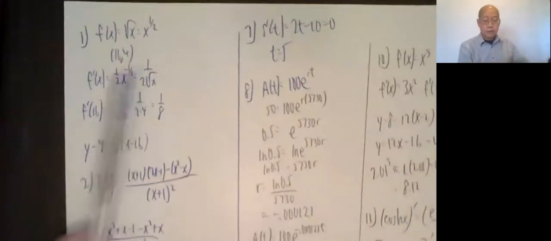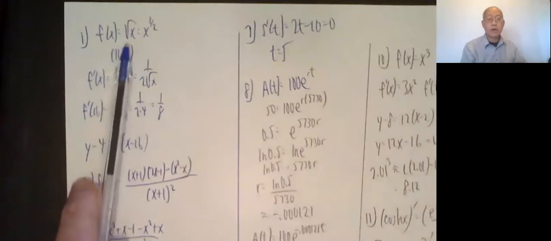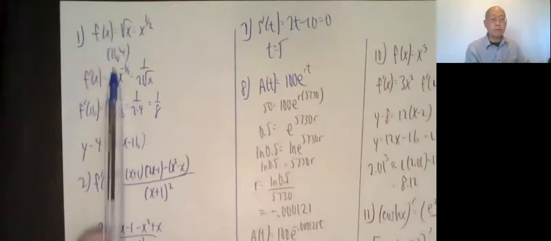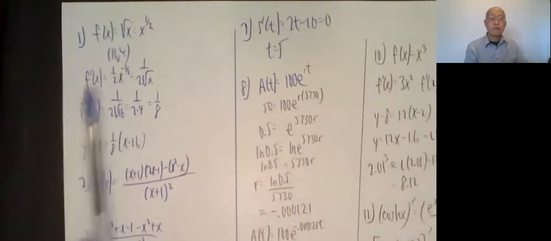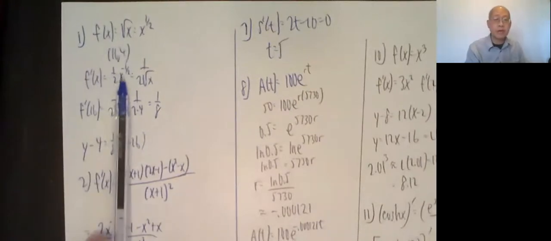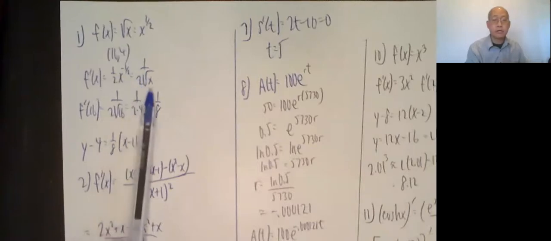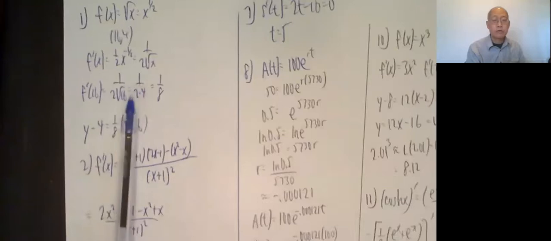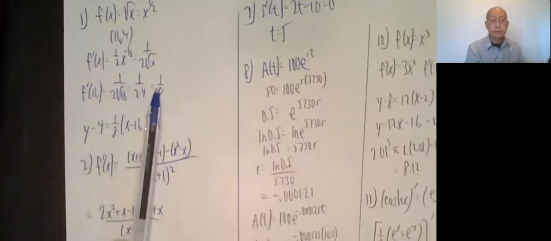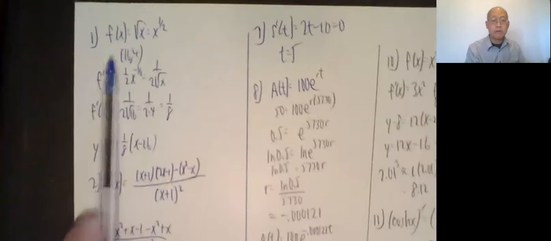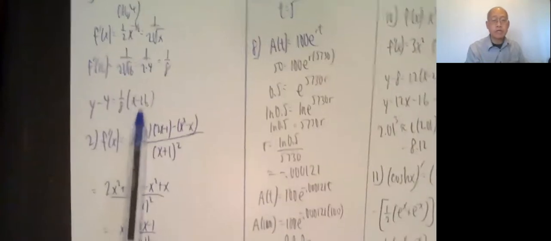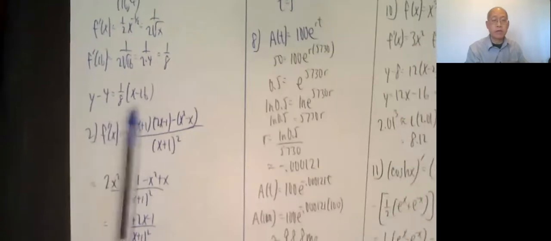Number 1, f of x is equal to square root of x, which is the same as x to the 1/2 power, and you're given the point 16, 4. F prime of x is 1/2 x to the negative 1/2, or 1/2 radical x. Plug in 16: 1/2 radical 16, 1/2 times 4, 1/8. So I have the point 16, 4, slope 1/8, y minus y1 equals m times x minus x1. Y minus 4 equals 1/8 times x minus 16.